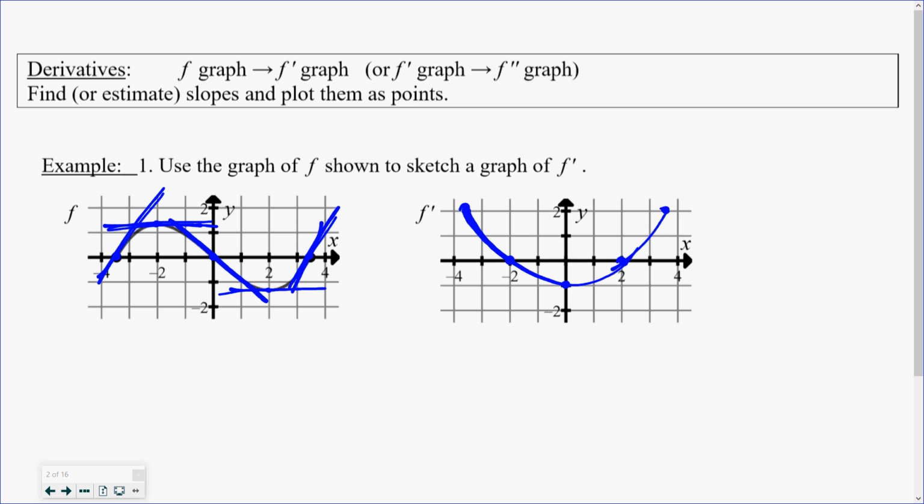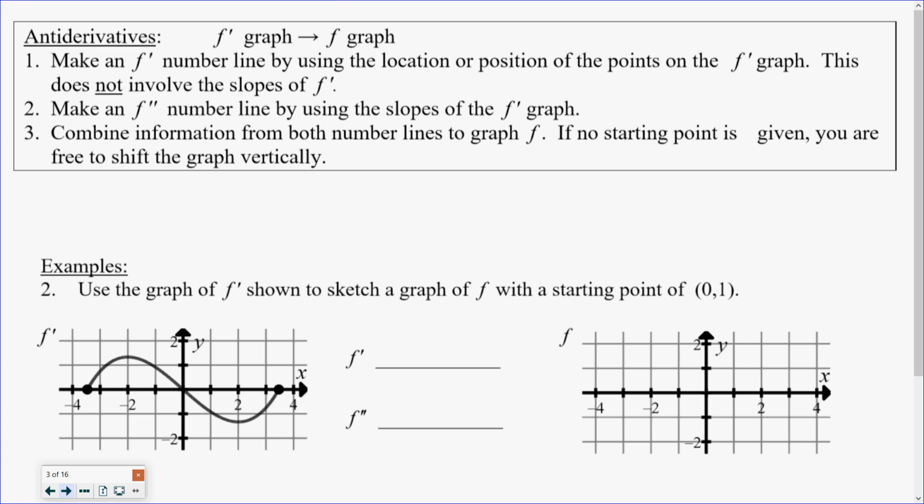So again, you're just picking points along the graph and estimating the slope. The slope is the y values. The y values are the position of the derivative. Most of us do really well with those. We kind of know that already: estimate the slope, draw the graph.